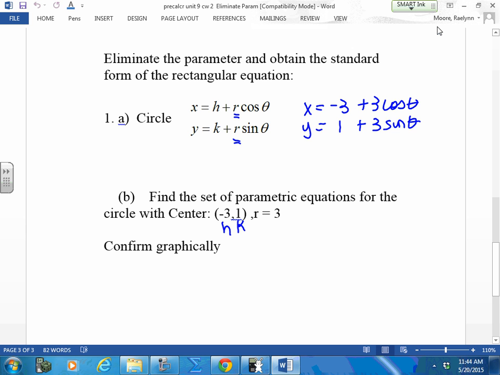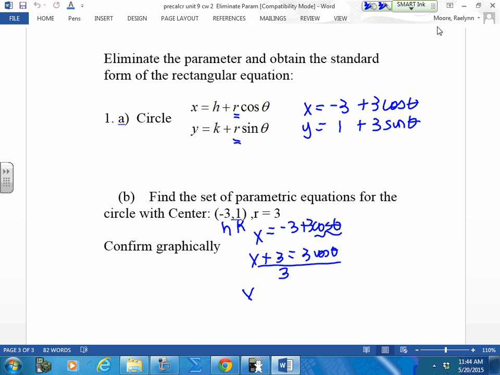Now again, we're going to take this first one and solve it for your parameter. We're going to add 3, and we're going to divide by 3. We're going to do the same here. We're going to subtract 1. You can probably see what's happening here, right? We're going to divide by 3.